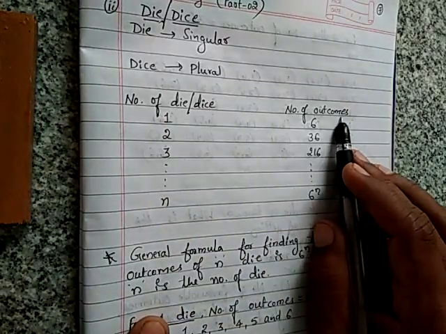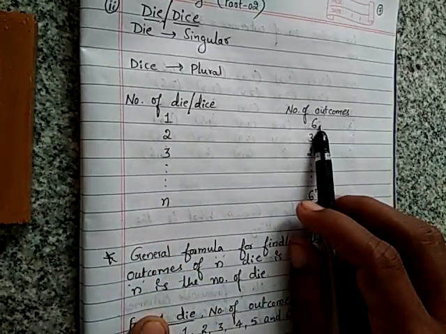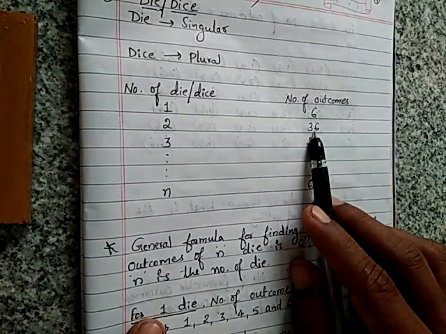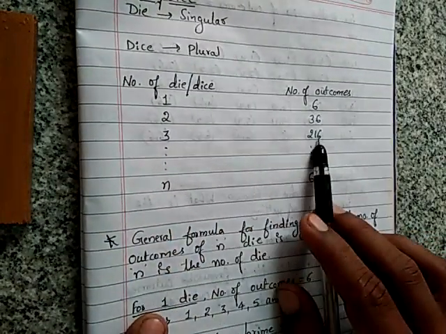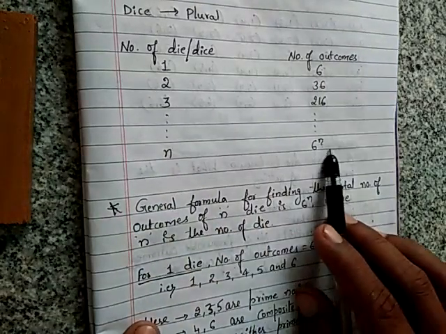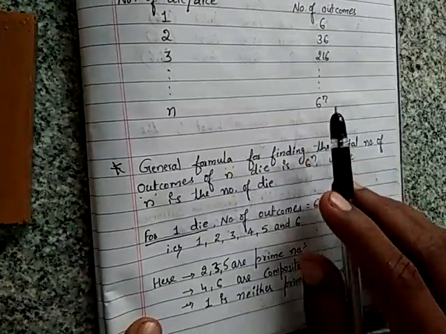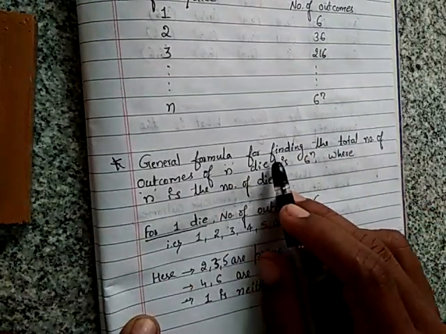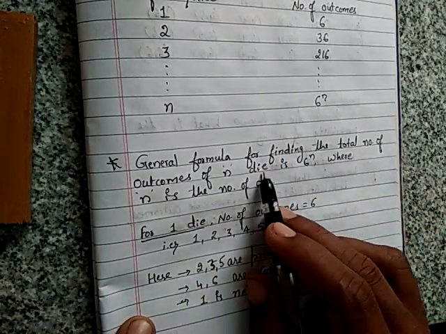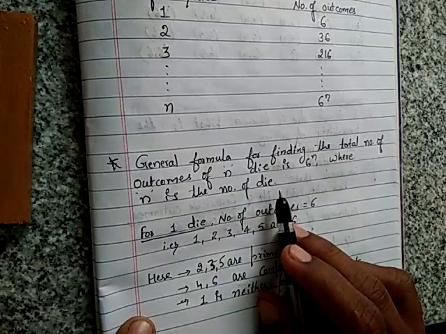So the total number of outcomes will be like this. For 1 die, 6 outcomes. For 2 die, 36 outcomes. For 3 dice, 216. Similarly, for n die, 6 to the power n is the total number of outcomes. So the general formula for finding the total number of outcomes of n die is 6 to the power n, where n is the number of die.